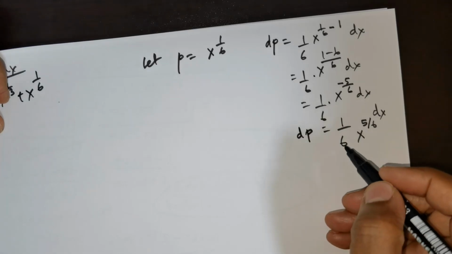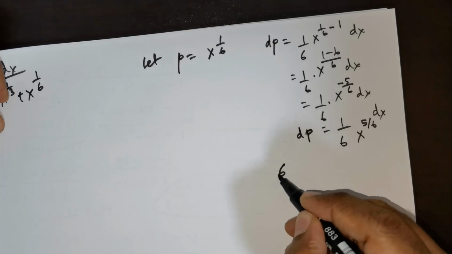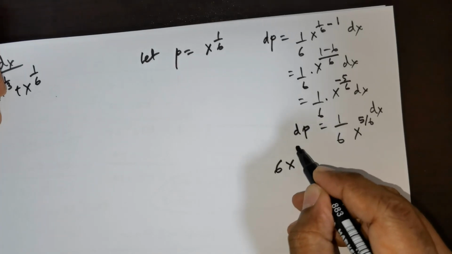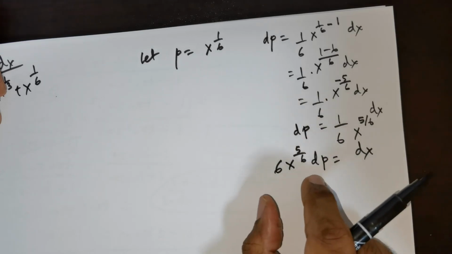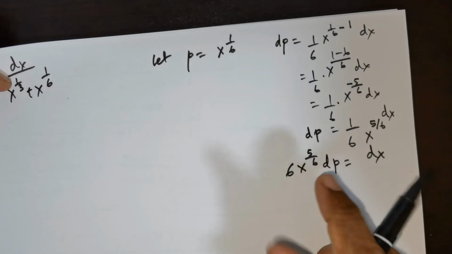Now what I wish to do is cross multiply. So this is going to be 6 times x raised to the power of 5/6 times dp is equal to dx. Now don't be worried, I'm going to change this x within a minute.